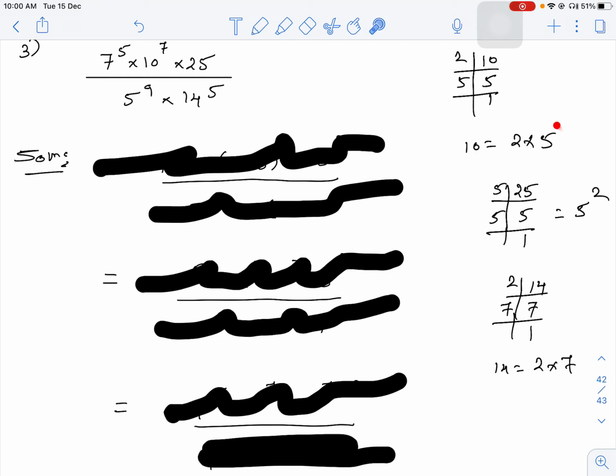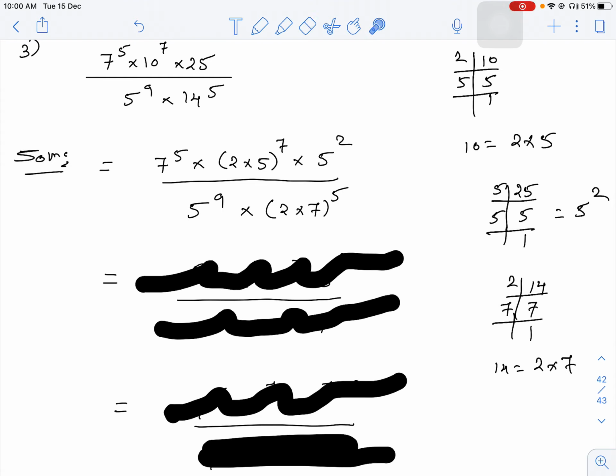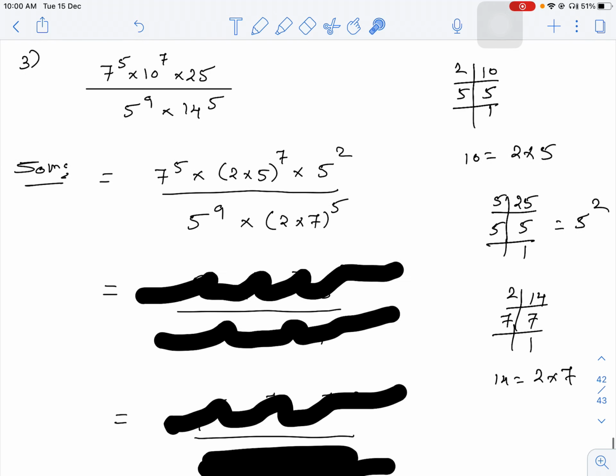Now instead of this 10 we will write 2 into 5, instead of this 25 we will write 5 square, instead of this 14 we will write 2 into 7. So our next step will become like this. Now remember that this number 10 is having some power, that is 7. So when we write it as 2 into 5, then the power will be as it is. Similarly here 14 can be written as 2 into 7, power will be as it is.